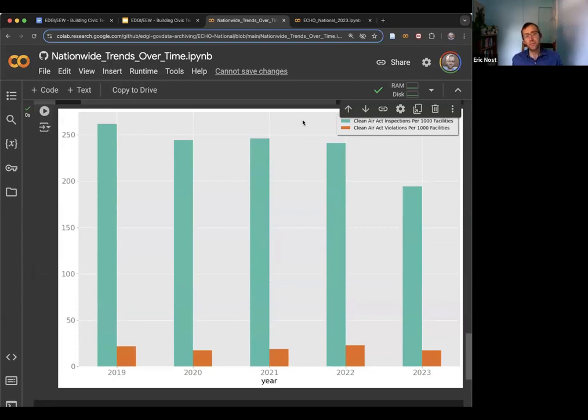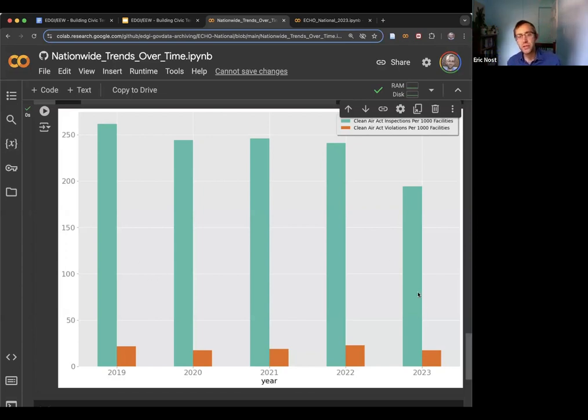So you can see here in the green bar, we have Clean Air Act inspections per 1,000 regulated or active facilities. So in other words, about 1 in 4 regulated facilities in 2019 received an inspection. That number has dropped over time. And if we went back further, although for various reasons we can't necessarily calculate that rate previously, I think we would see it decline over an even longer period.